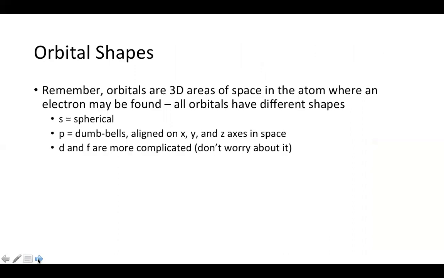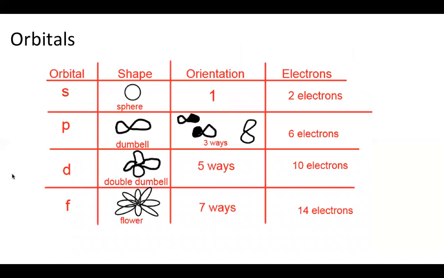Each of those orbitals or probability areas too have their own specific shapes, which hopefully you learned about before, so this should be review. But an S is going to have a spherical shape, a P is going to have a dumbbell shape, a D would look like a double dumbbell, and an F would look like, you could say, a flower.